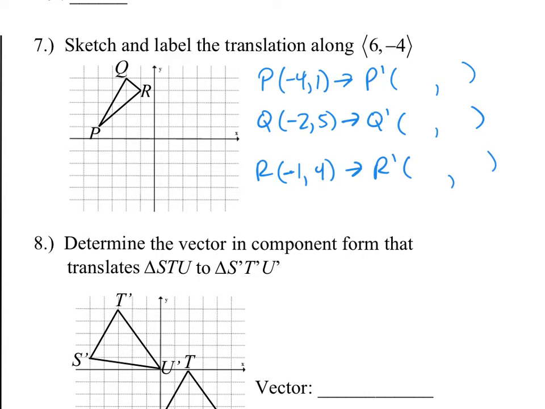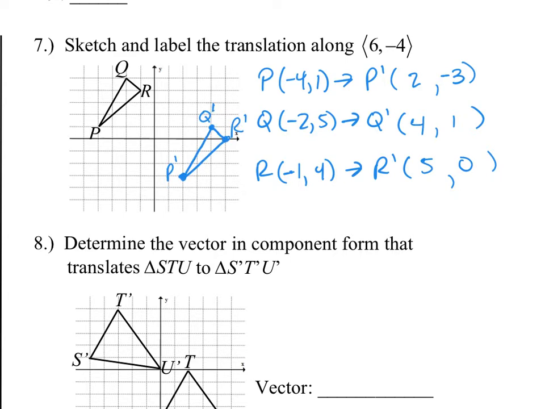If we are going to translate point P along the vector 6, negative 4, then P prime would be positive 2, negative 3. Again, what I did is I took my x value and I added 6 to it to get the x value of the image point, and then took the y value of the pre-image point, subtracted 4 from it since this is a negative 4 to get the y value of my image point. So then Q prime would have coordinates positive 4, positive 1, and R prime 5, 0. So I'm going to stop the video and plot those points.